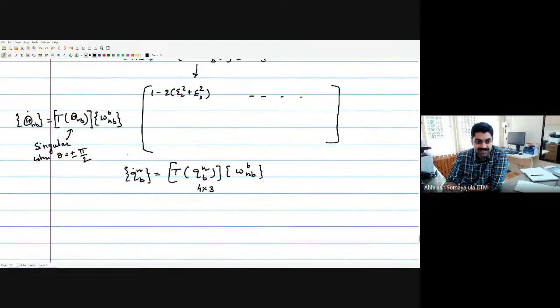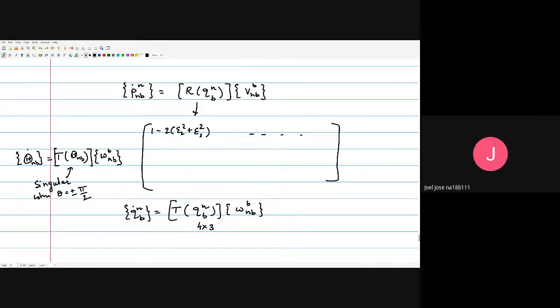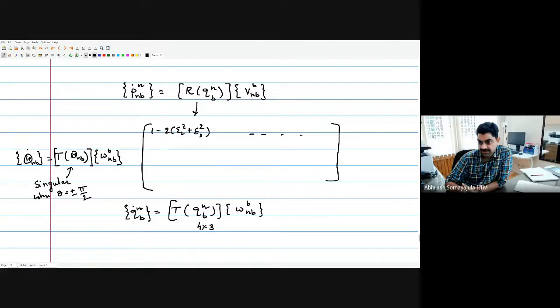Is that making sense? At least where the difference is coming between the case where we are using the Euler angles versus where we are using the quaternions. The difference comes in this T matrix. Making sense for everybody?